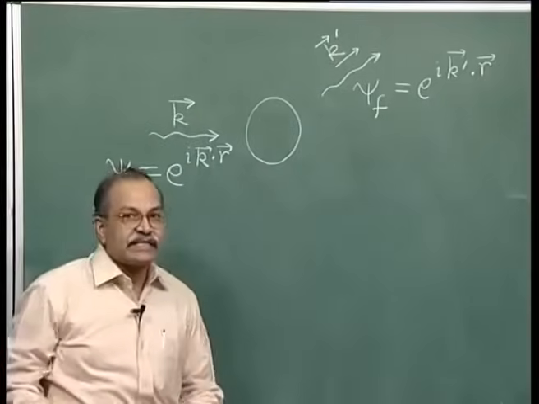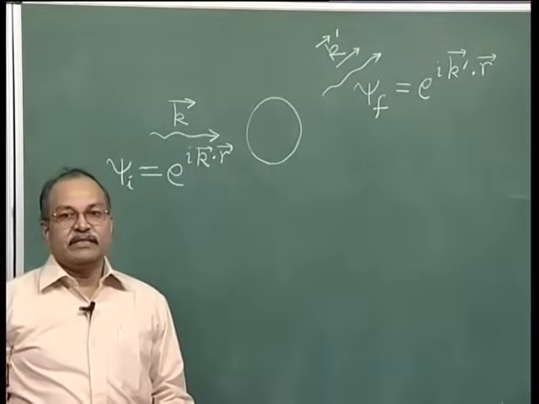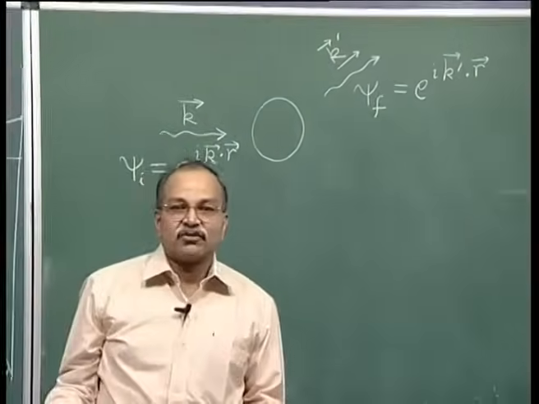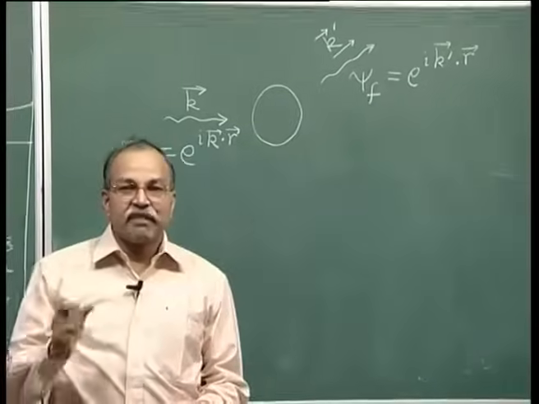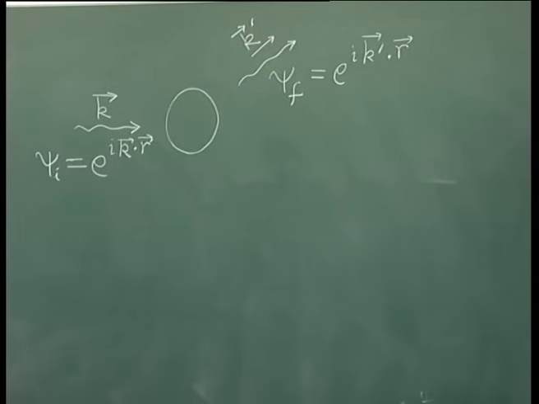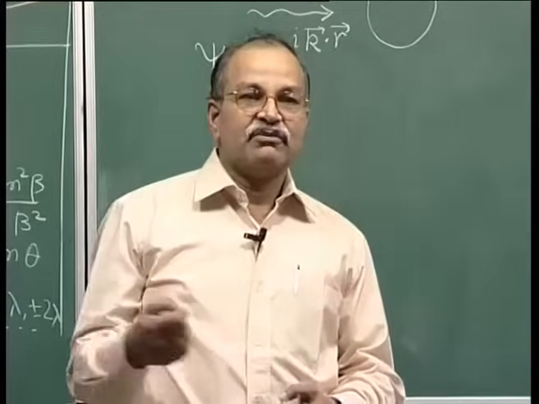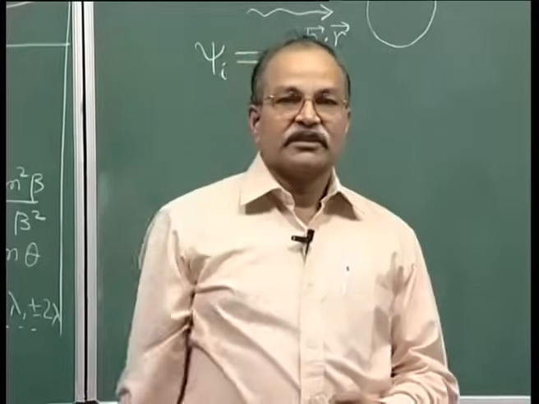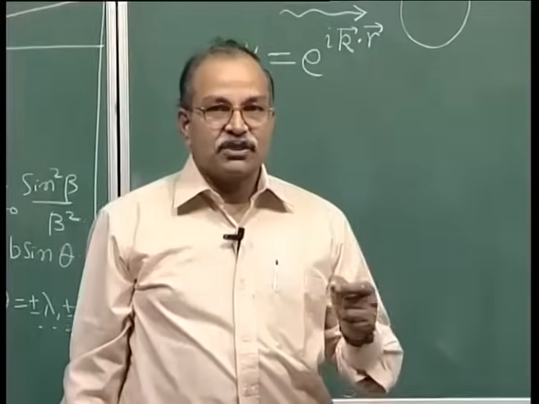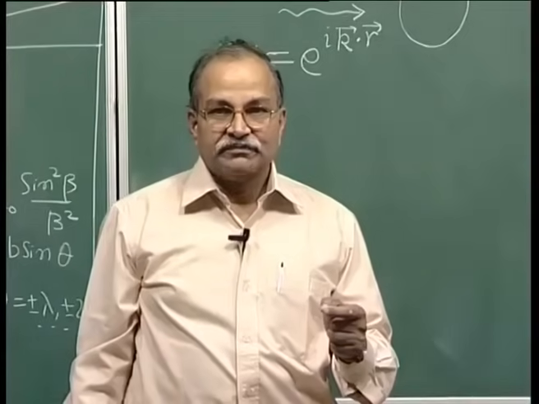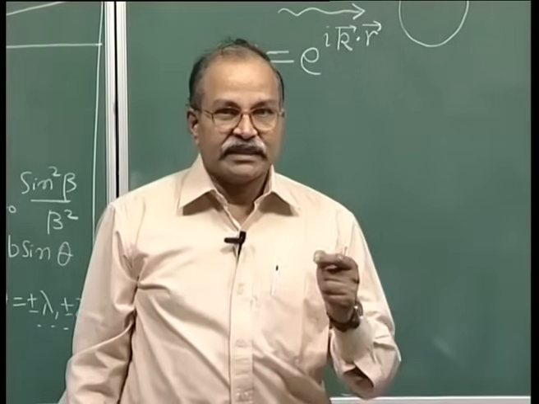It is an elastic scattering, and hence the kinetic energy of the electron remains the same, and hence the magnitude of k remains the same, and only the direction changes. So, k vector and k prime vector differ only in direction, not in magnitude, and the magnitude is related to the energy, kinetic energy.